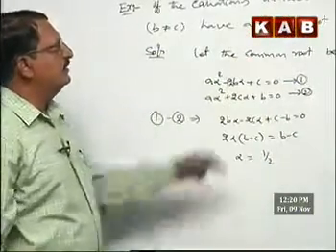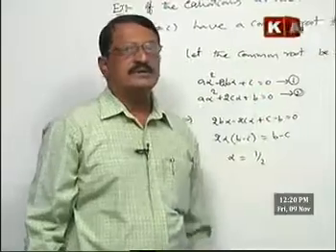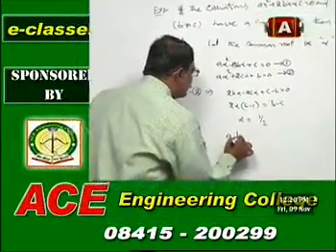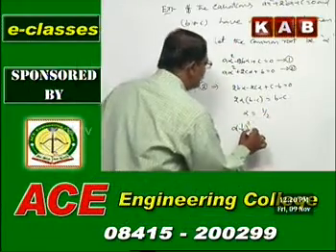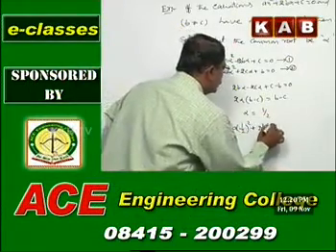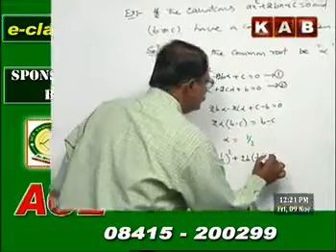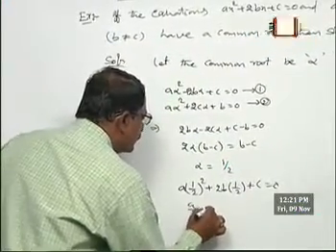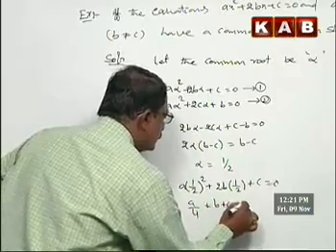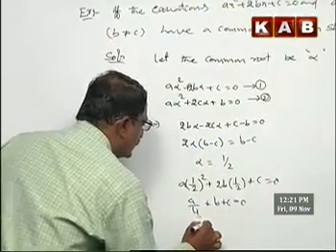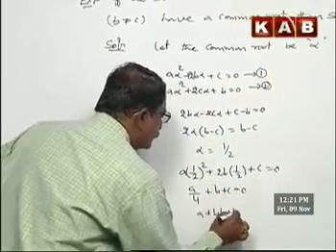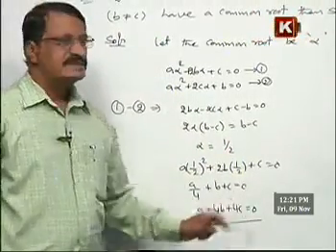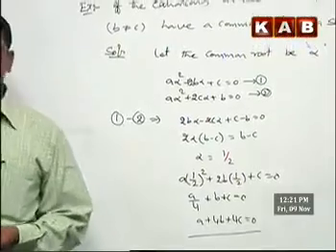Substitute alpha in any one of the given quadratic equations. A into 1 by 2 whole square plus 2b into 1 by 2 plus c equals 0. A by 4 plus b plus c equals 0, or a plus 4b plus 4c equals 0.